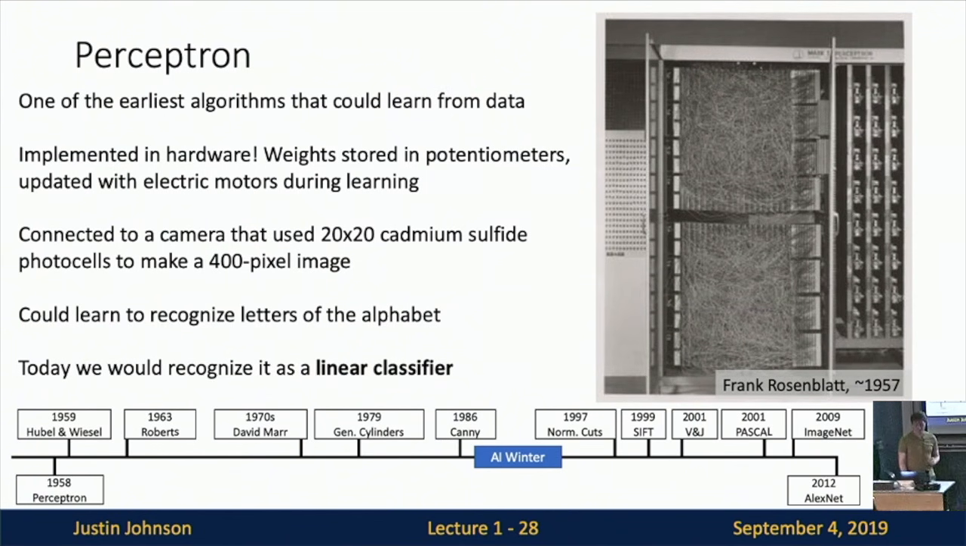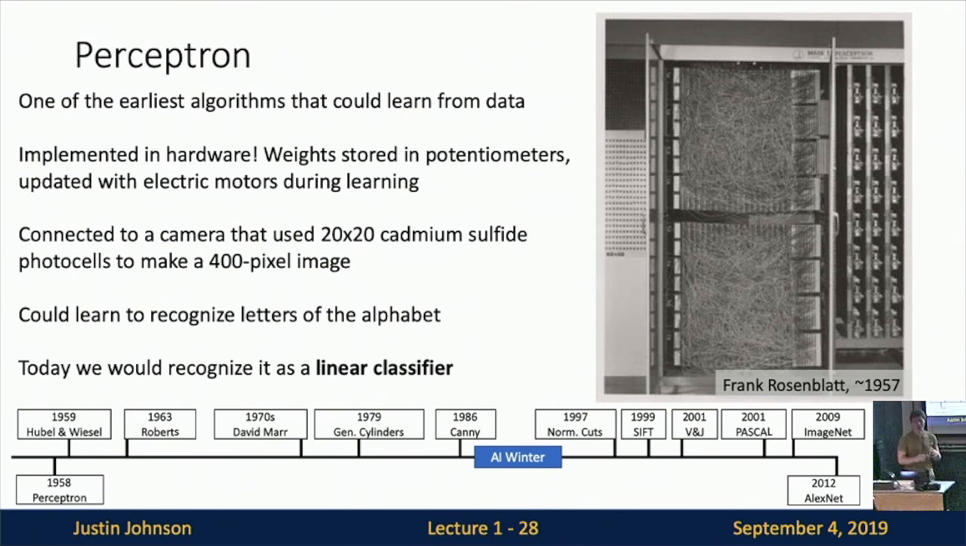About the same time that Hubel and Wiesel were doing some of their seminal work on visual recognition in cats, there was another very influential algorithm, actually it wasn't even an algorithm at all, called the Perceptron. The Perceptron was one of the earliest systems that could learn as a computer system. But what's interesting is that this was 1958, so the idea of an algorithm, the idea of programming a computer, these were quite novel research topics on their own at that period in time.